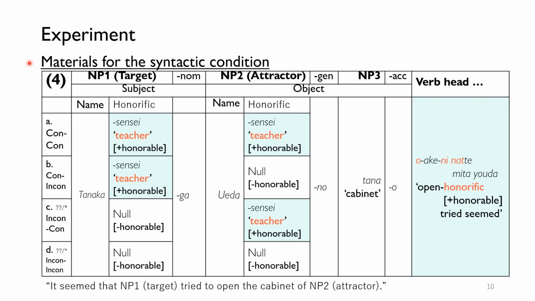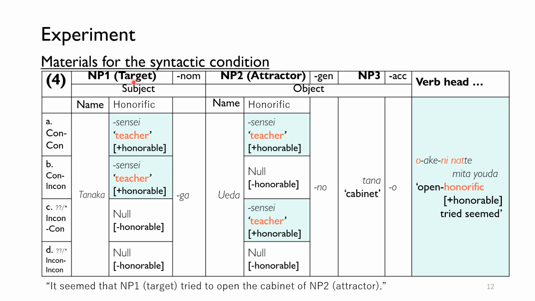In Japanese, when a speaker treats the subject NP as an honorable person, honorific affixes are attached to the subject NP and the predicate. For example, in 4a, the subject NP Tanaka has an honorific affix sensei, teacher, and the verb ake, open, has the honorific affixes o ni natte, resulting in the honorific verb form oake ni natte. A lot of researchers have argued that the honorific congruency between the subject NP and the verb is a syntactic agreement. Therefore, we manipulated the syntactic congruency between the target and attractor NPs with the verb by using honorific affixes.